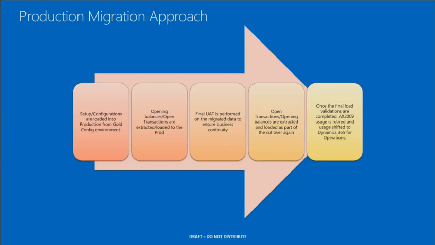But if you made schema changes between your 2009 table and D365, then you need to do some custom transform, and then you need to write code. Does that make sense? Mapping is configurable.